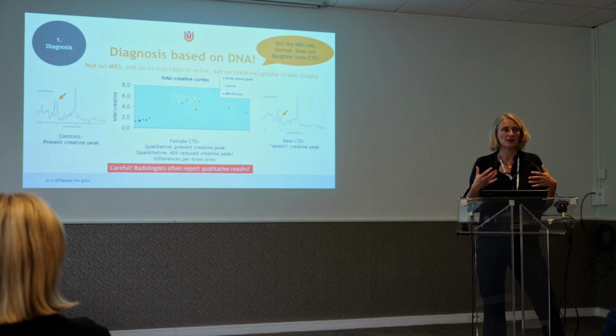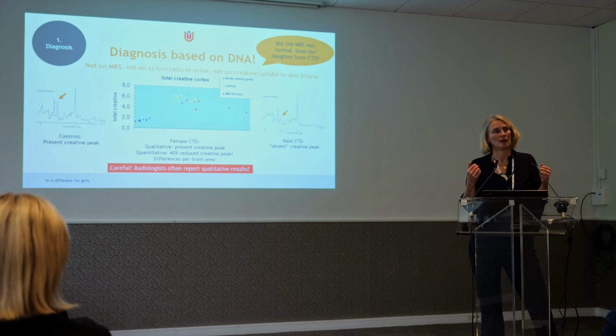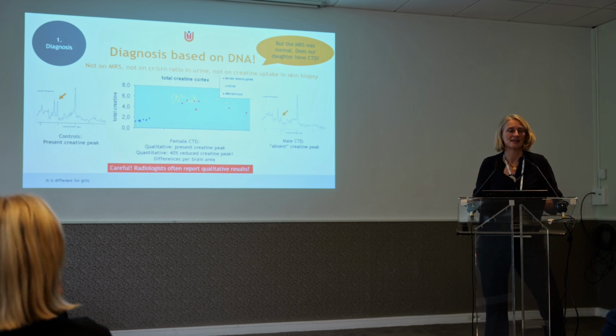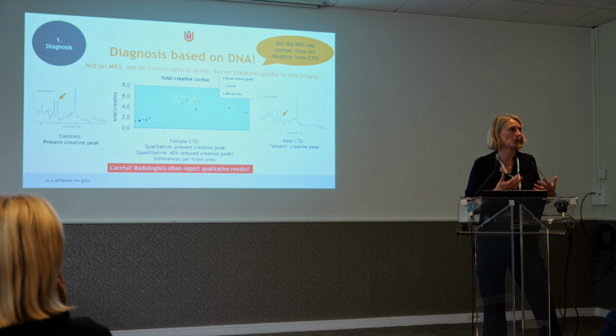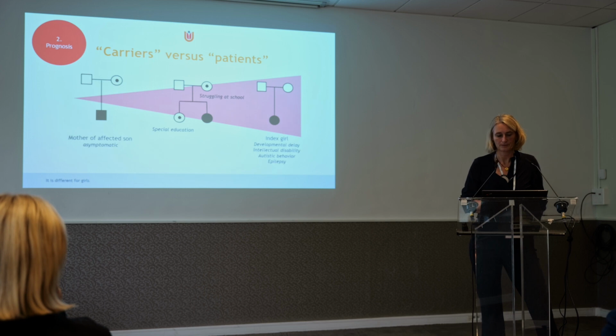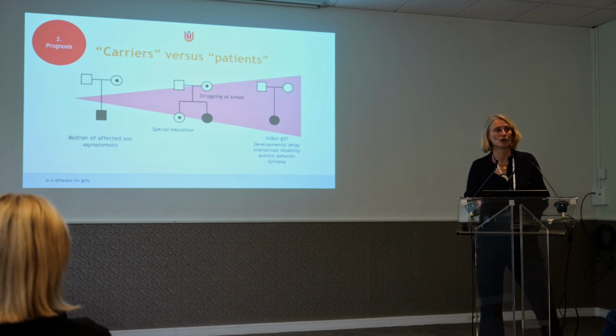So that does mean that if you find a pathogenic mutation in the creatine transporter gene, then the diagnosis is certain. So you know this girl will have creatine transporter deficiency in some of her cells. And that's the difficulty of the DNA results. They can't predict if a girl will have symptoms of the condition. So that brings me to the next point. The prognosis is very difficult in girls.